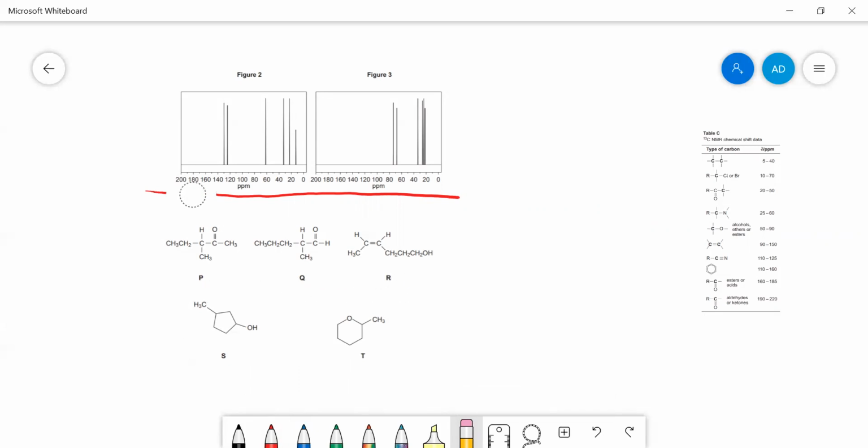Okay, so let's look at this spectra first of all. We have got 1, 2, 3, 4, 5, 6 peaks with this one. So we've got 6 environments for this one here, and here we've got 1, 2, 3, 4, 5, 6 with that one. So this is not this. We're not going to be able to just distinguish them from the number of peaks.